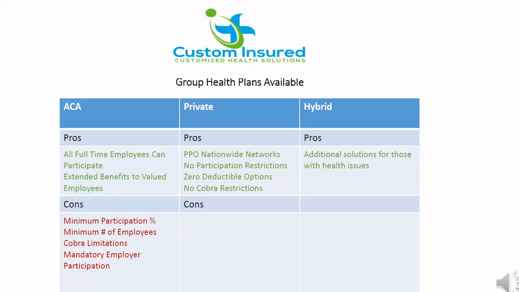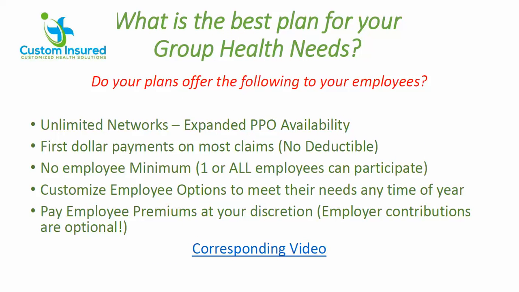Typically, the private plan can insure 95 to 98% of small business plans out there, where the hybrid plan comes into play for those who have pre-existing conditions or sicknesses that they're being treated for, or medication they're taking along the way. So, with these three different plans, which one do you think works best for your group health needs?